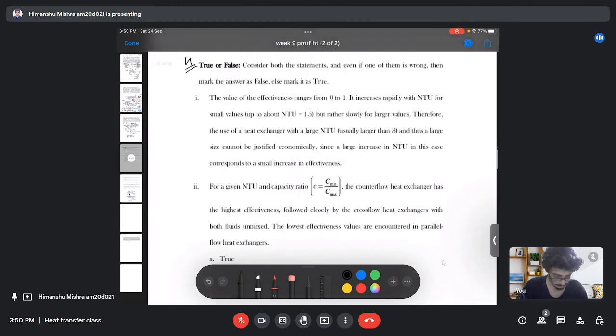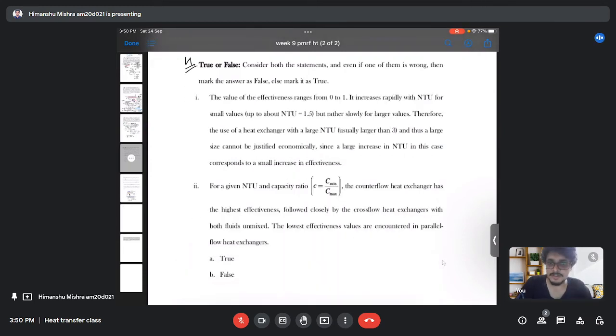So the next question is a true and false question. The first statement says that the value of effectiveness ranges from 0 to 1. It increases rapidly with NTU for small values but rather slowly for large values. Therefore, the use of a heat exchanger with a large NTU, and thus large size, cannot be justified economically, since a large increase in NTU in this case corresponds to a small increase in effectiveness.